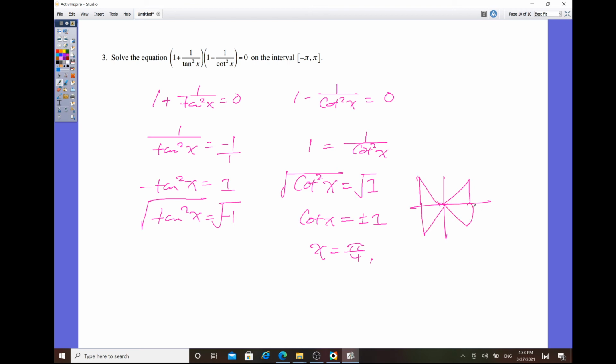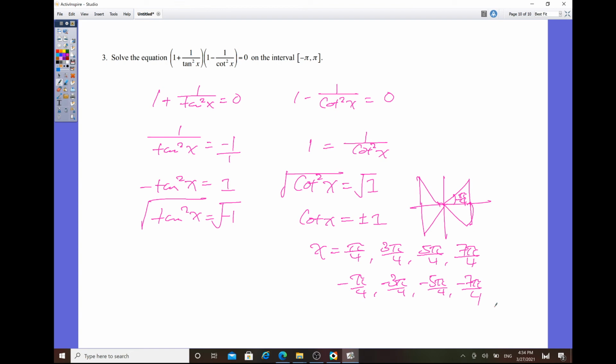So pi over 4, 3 pi over 4, 5 pi over 4, and then 7 pi over 4. And it could also be negative, going this way. This one is going counterclockwise, but this one is going clockwise. So it could be minus pi over 4, negative 3 pi over 4, negative 5 pi over 4, and then negative 7 pi over 4. Those are the solutions.